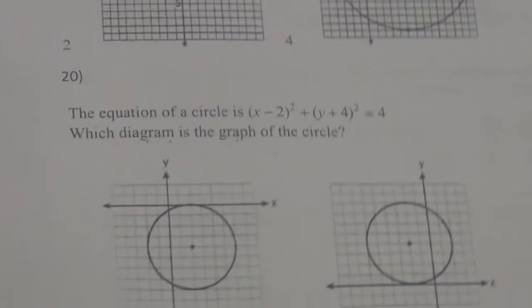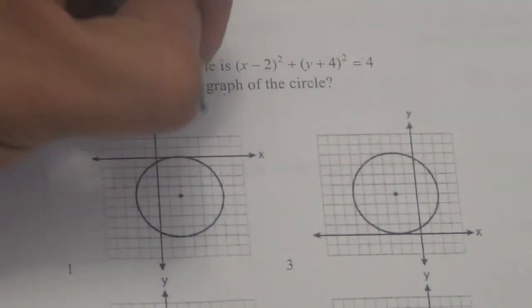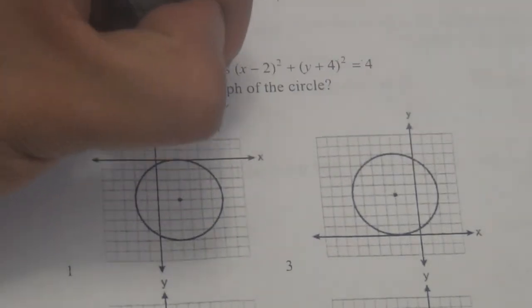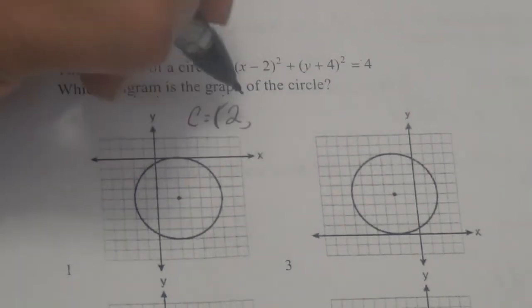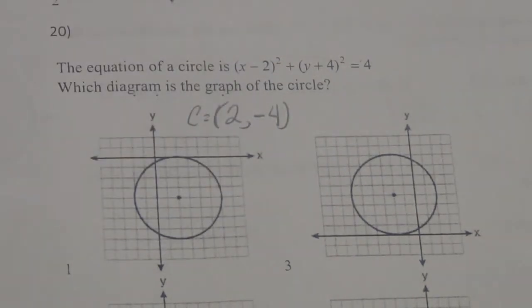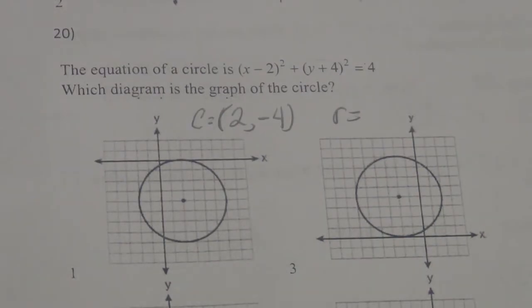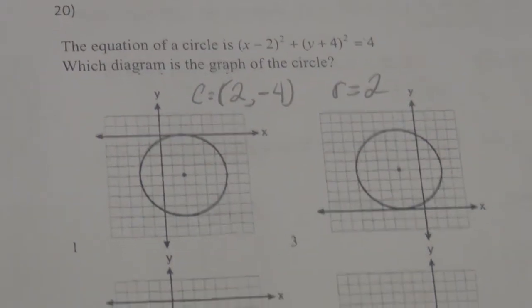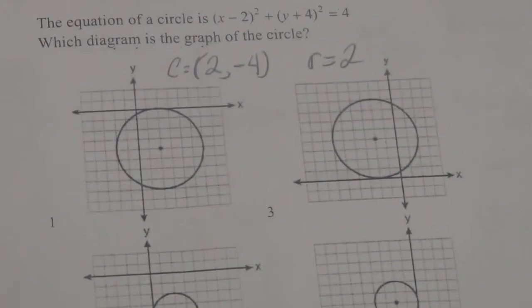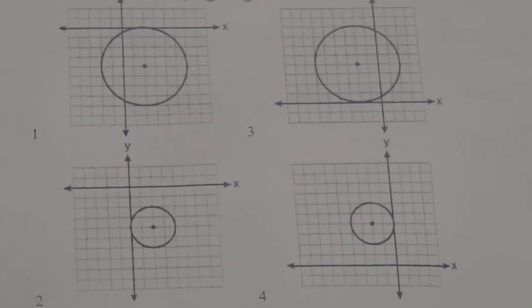So now you could answer the next question. Number 20. The equation is right here. Tell me right now what is the center of this circle. What is it? All right, nice. The radius. What is the radius here? 1 point. Hurry up. 5 seconds. The radius is 2. So all you gotta do is locate which of these circles has a center of 2 comma negative 4 and a radius of 2. I'm not gonna answer it for you.